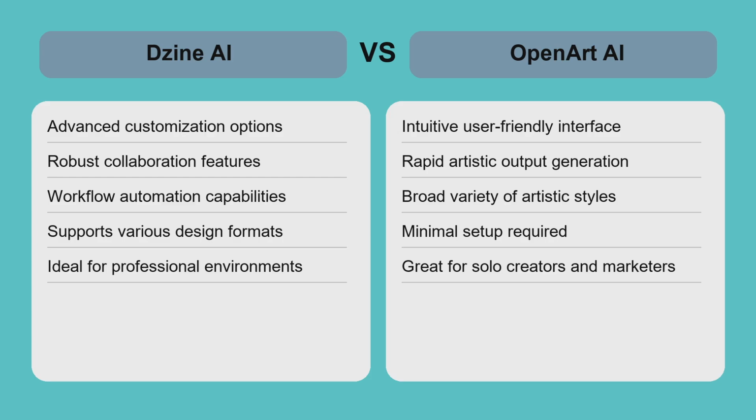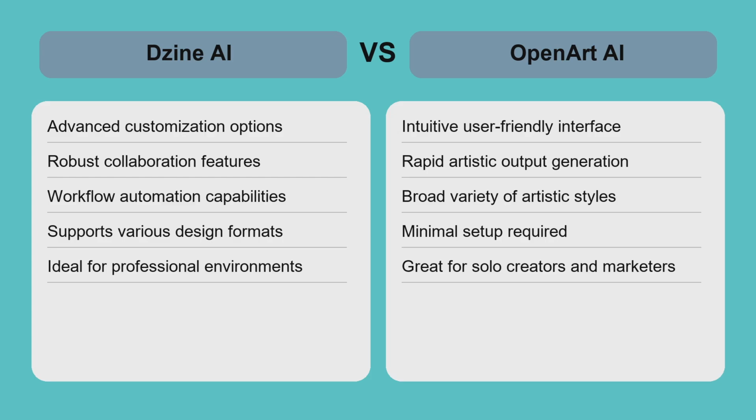Dzine AI offers advanced customization and collaboration, making it suitable for professional environments where detail control and teamwork are essential. For example, design agencies managing client projects benefit from Dzine AI's workflow integrations. In contrast, OpenArt AI shines in delivering rapid, diverse artistic outputs with minimal setup, ideal for solo creators or marketers needing quick visuals. However, OpenArt AI lacks the depth of customization and team features found in Dzine AI.